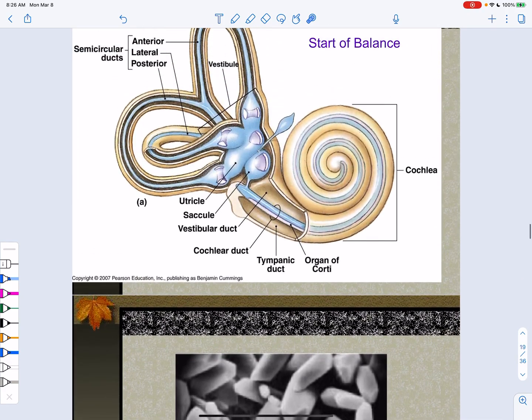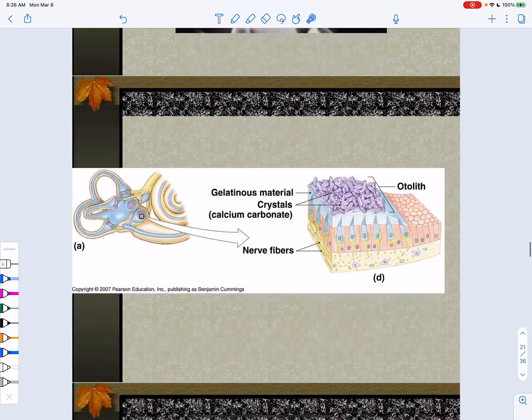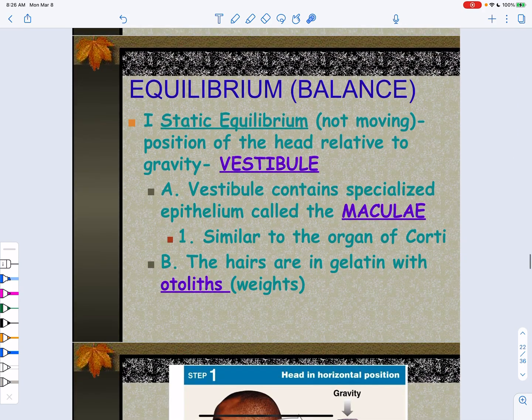And what you need to know is that we are first going to talk about what happens in the vestibule. The vestibule is going to be responsible for giving us what we know as static equilibrium. Static equilibrium is the equilibrium that you have, which equilibrium means balance, based on you being still, when you're not moving. So sitting in a chair, standing.